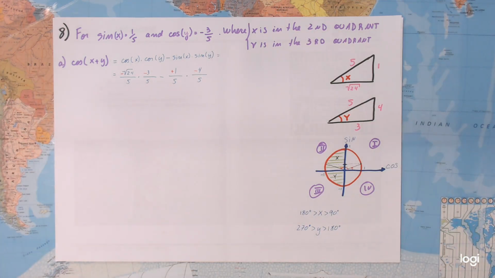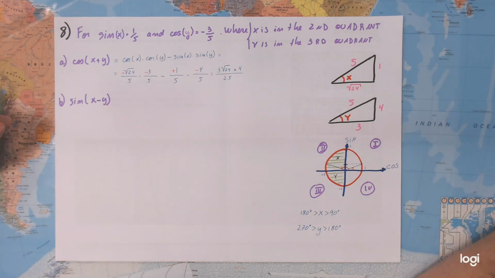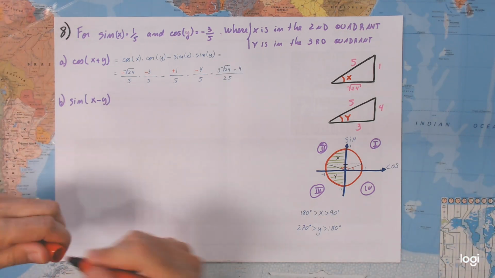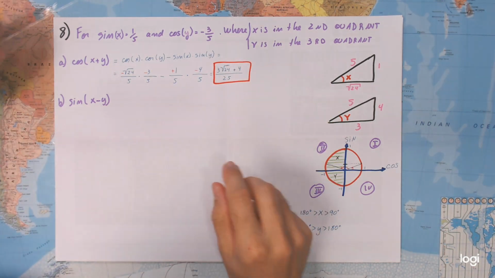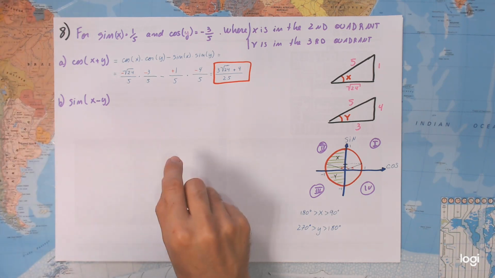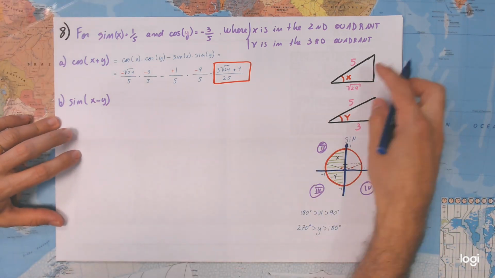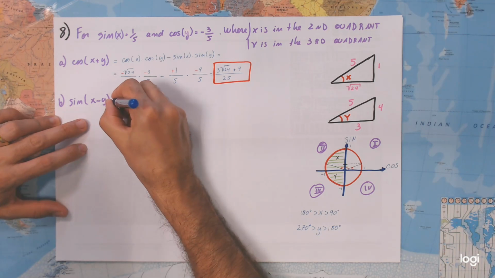Now it is just multiplication, and just get the answer. And the answer is just this. Now this other one is going to be the same because the triangles are already here, everything is set.